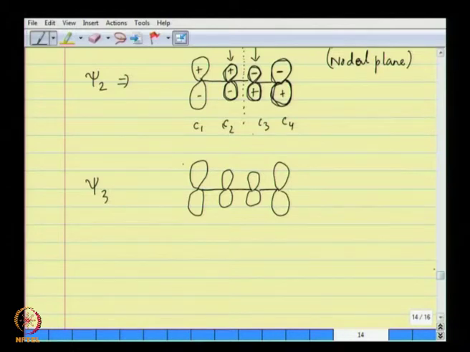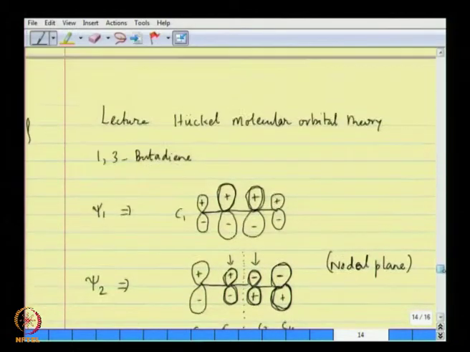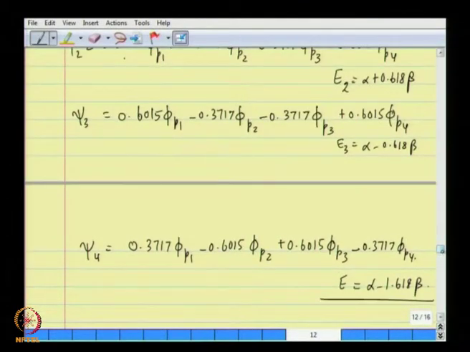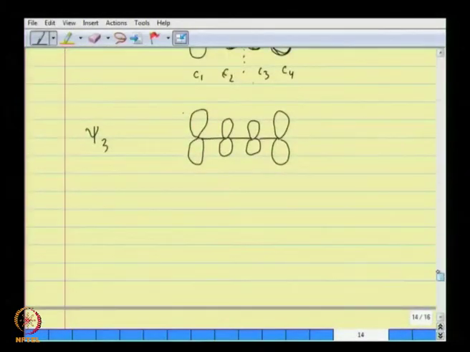but 2 and 3, the way we looked at it, what was the negative sign? The sign was 2 and 3 were negative, minus and minus. So if you are looking at the signs here, 2 is minus, 3 is minus, first one is plus, fourth one is plus: plus, minus, minus, plus. So you see that there are two nodal planes here, because the orbital is negative throughout between 2 and 3.